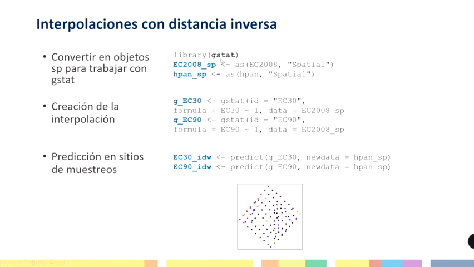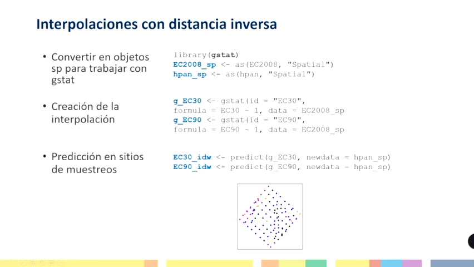Here we're using a library called gstat, and with this library we can calculate the interpolation of every value by using a model that shows the variable, and it's equal to 1. By doing this, you can calculate a surface with the interpolation of electrical conductivity at 30 and 90 centimeters.